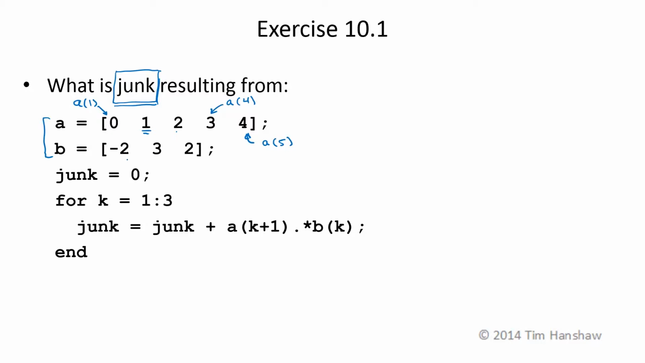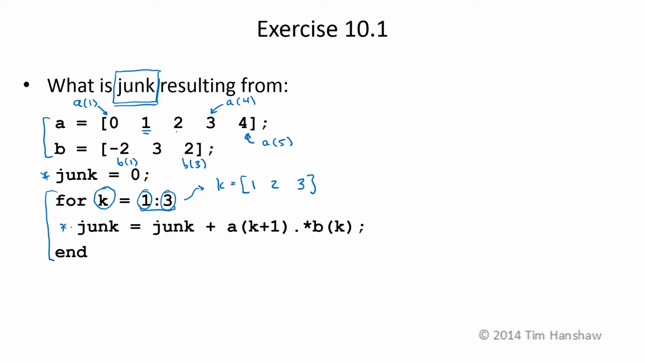B has these values. Of course, this is B of 1, this is B of 2, this is B of 3. We also initialize junk to 0 before we enter this for loop. Now the for loop sets a variable k, which is equal to some array, which is defined using colon notation. So after this statement, k is essentially going to be assigned to being 1, 2, and 3. 1 is the initial value, 3 is the final value. Since the increment isn't specified, you count by ones.